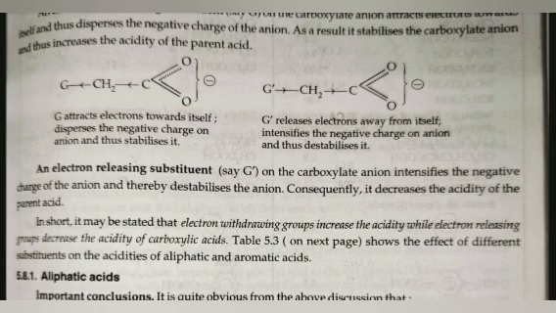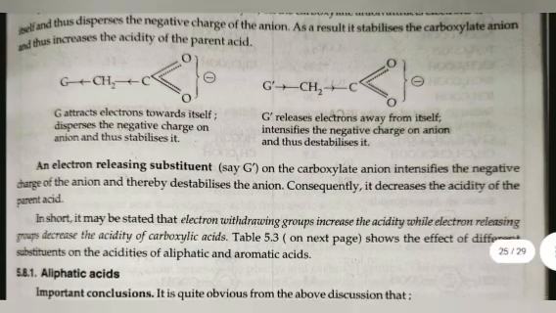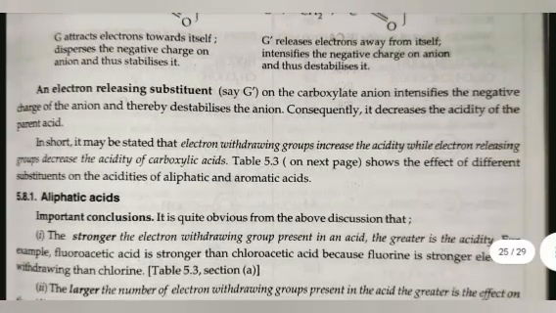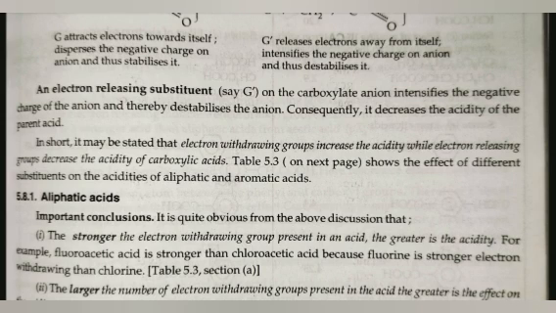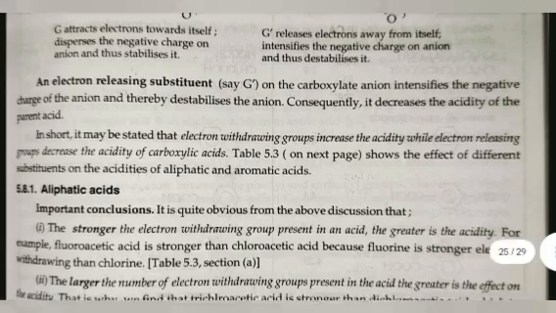An electron releasing substituent, say G dash, on the carboxylate anion intensifies the negative charge of the anion and thereby destabilizes the anion. Consequently, it decreases the acidity of the parent acid. In short, it may be stated that electron withdrawing groups increase the acidity while electron releasing groups decrease the acidity of carboxylic acid. Table 5.3 shows the effect of different substituents on the acidities of aliphatic and aromatic acids.